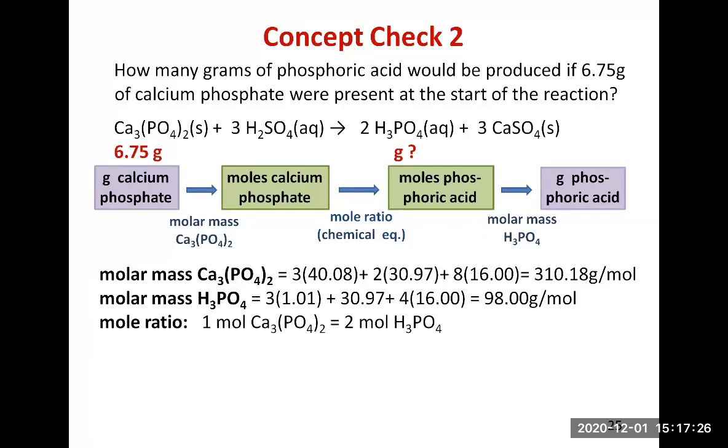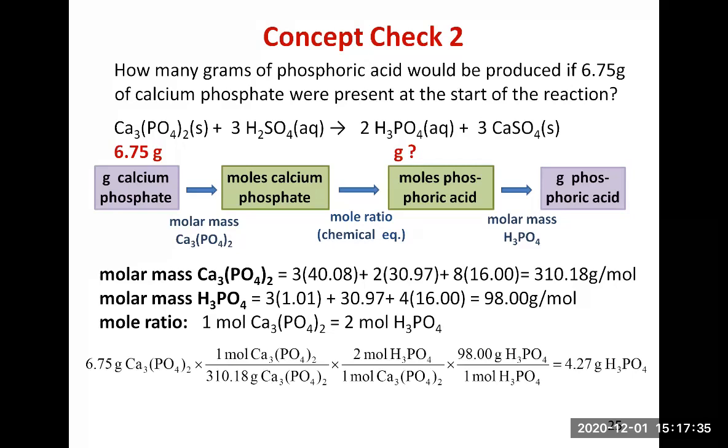So now we are ready to do the calculation, and we'll start with the given amount of 6.75 grams of calcium phosphate, which we will multiply by the first conversion factor that comes from the molar mass of calcium phosphate, such that the grams are on the bottom, so we can cancel the grams of calcium phosphate. The mole of calcium phosphate is on top. So this changes the grams of calcium phosphate into moles of calcium phosphate.